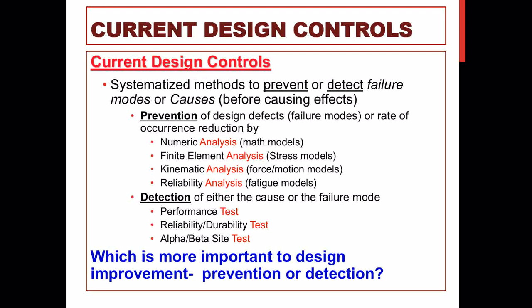Once we've identified root causes, now we have to take a look at what design controls we as engineers have. And it really comes down to two key areas, prevention or detection. And in prevention, as you can see here, these are the four key classical areas that we have to work with. We can do numerical analysis, that is math models. We can do fatigue analysis, FEA or classic analysis looking at stress in the product, kinematic analysis looking at force and motion, or also then again doing reliability analysis, taking a look at fatigue models in the product.